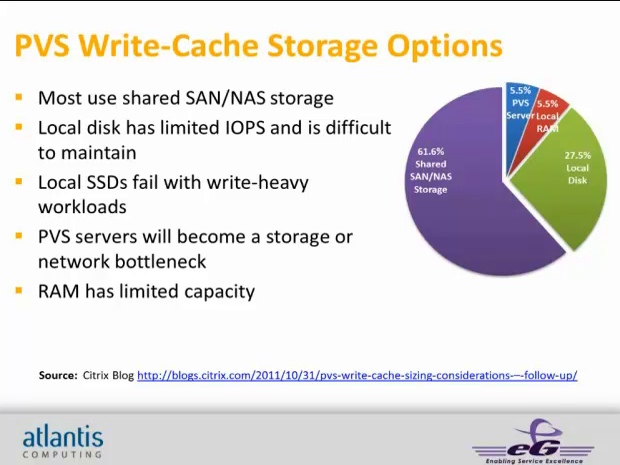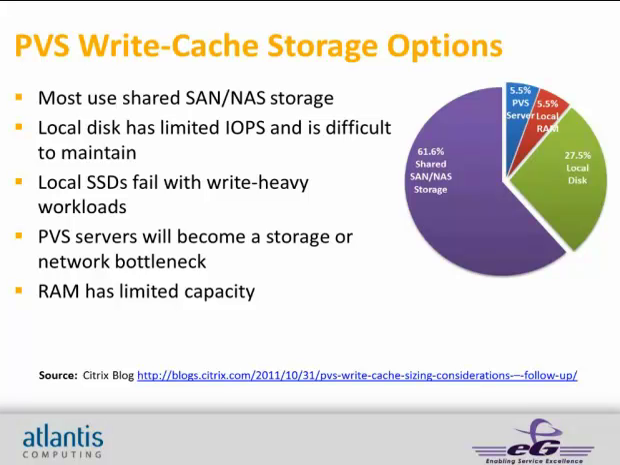So most people, when they're deploying PVS in a XenApp in a virtual form factor, use shared SAN or NAS storage for the write cache. They also try and use local disk, but local disk is very limited in IOPS. So putting the write cache on local disk typically tends to lead to a lot of performance bottlenecking. SSDs have been seen as one solution, but SSDs have a problem. Most SSDs don't really perform very well with write-heavy workloads. As soon as the variable congestion algorithms get engaged, SSD performance can drop off a cliff, and you end up with the same set of problems that you have with spinning disks.